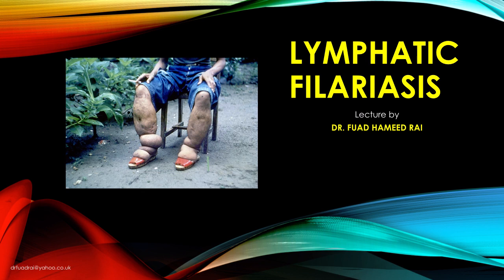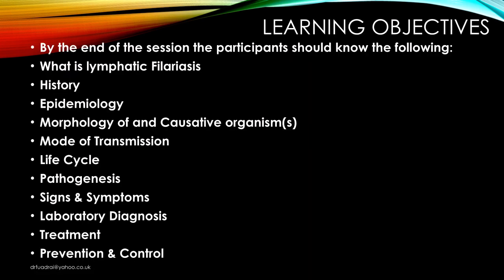Today we will be discussing about lymphatic filariasis. By the end of this session, all of you should know about the following. You can go through all these things. What is lymphatic filariasis, history, epidemiology, morphology of the causative organisms, mode of transmission, life cycle, pathogenesis, signs and symptoms, laboratory diagnosis, treatment, and prevention and control.